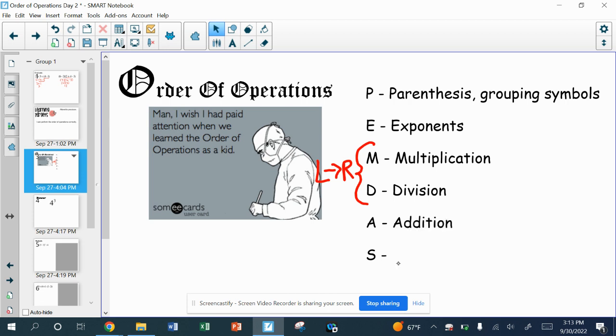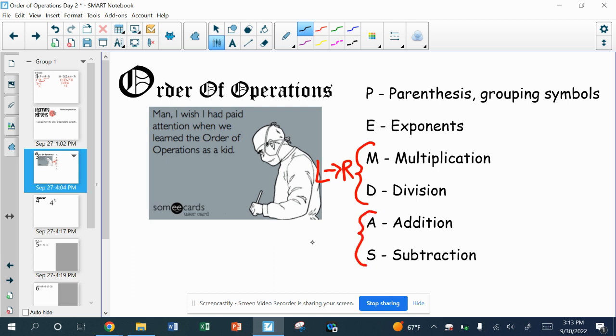Then we have addition and subtraction. And again, we have to make sure that we are looking at that in terms of going from left to right. We can't just always do adding before we do subtracting, for instance.